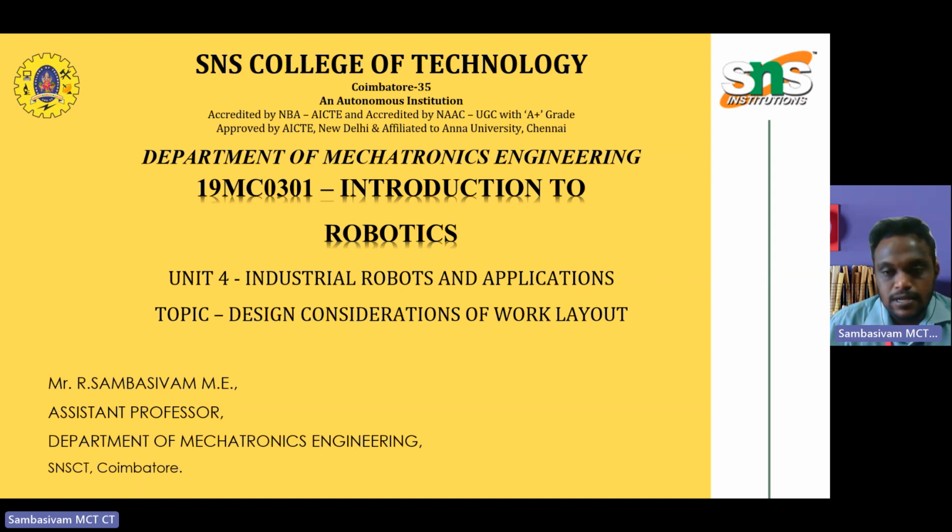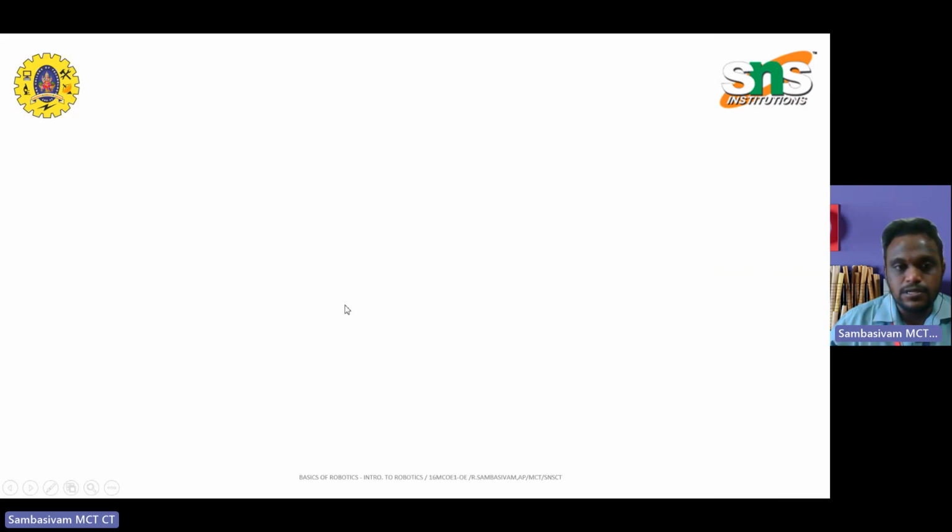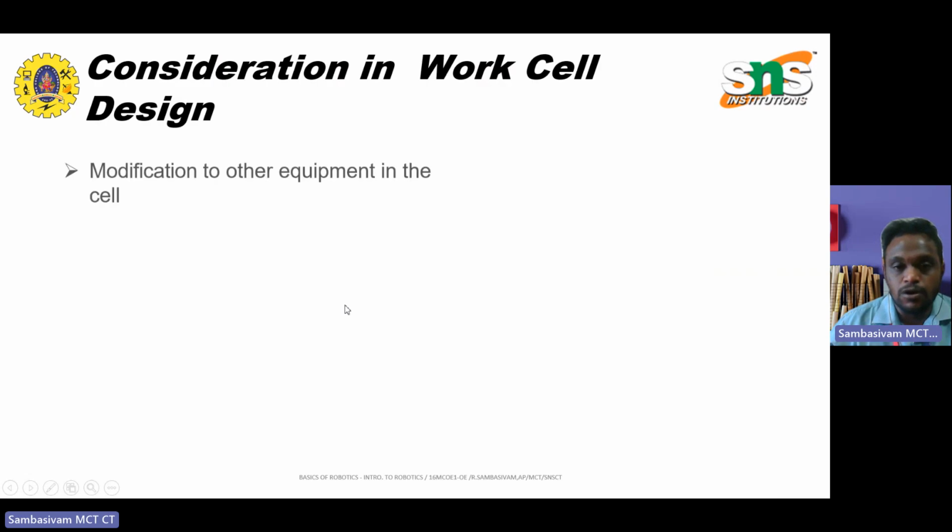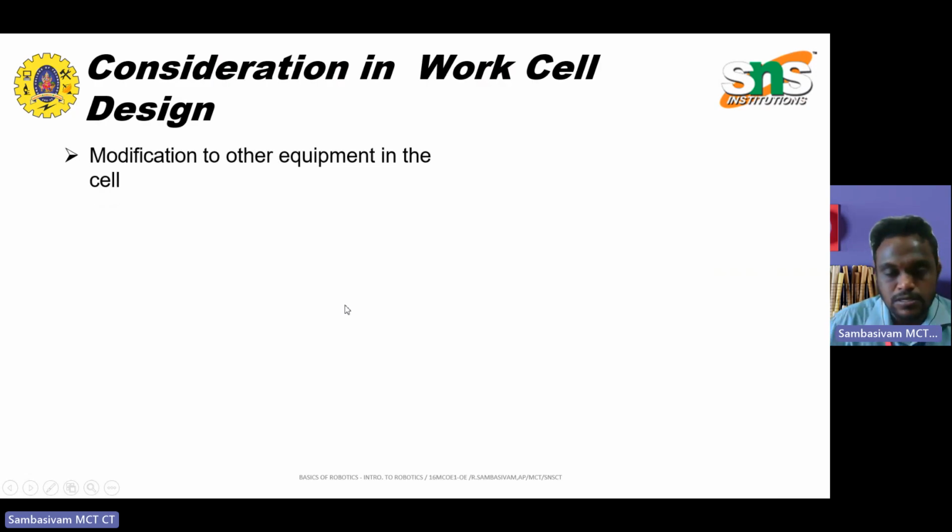As I said, the different layouts were discussed in the previous classes. Now we are going to discuss the design considerations for the robot work cell layouts. Normally there are 7 design considerations used in the robot work cell. The first design consideration is modification to the other equipment in the cells. There is a requirement for each cell equipment, and there is a modification in the cell layouts.